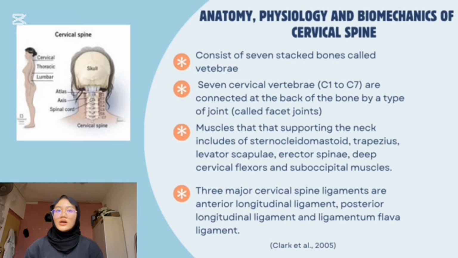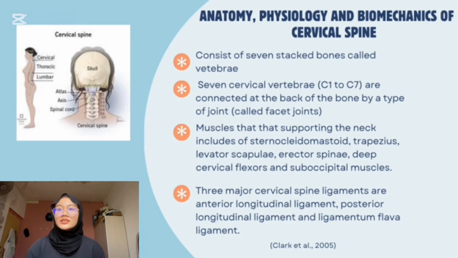The cervical spine consists of 7 stacked bones called vertebrae. The 7 cervical vertebrae, from C1 to C7, are connected at the back of the bone by a type of joint called the facet joints. There are some muscles that attach to the cervical spine: sternocleidomastoid, trapezius, levator scapulae, erector spinae, deep cervical flexors, and suboccipital muscles.